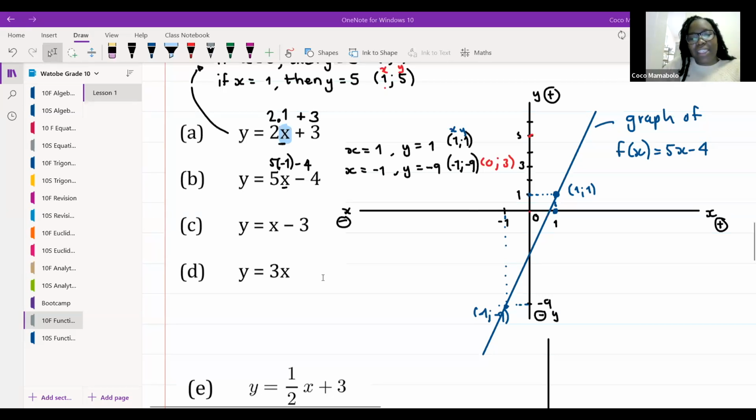Somebody named iPhone says, how did we get -9? Remember, we replaced x with -1. So we're going to get 5 times -1 minus 4. If you punch this into your calculator, tell us what it gives you.